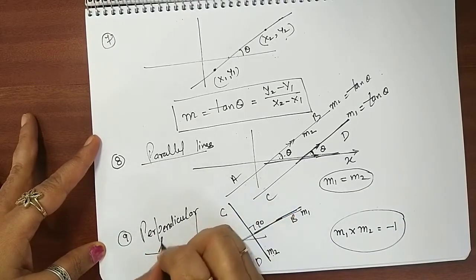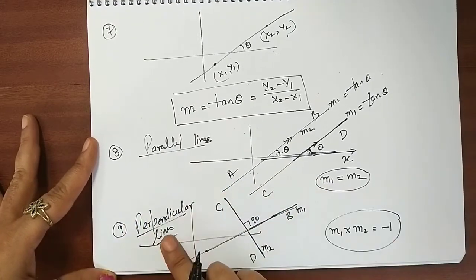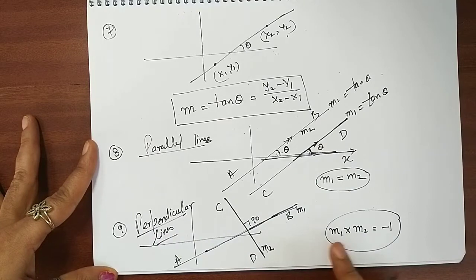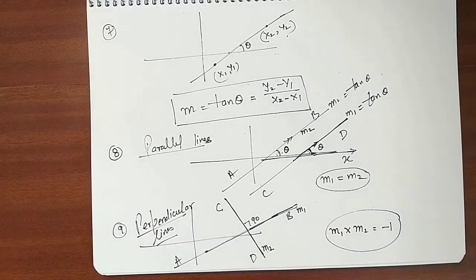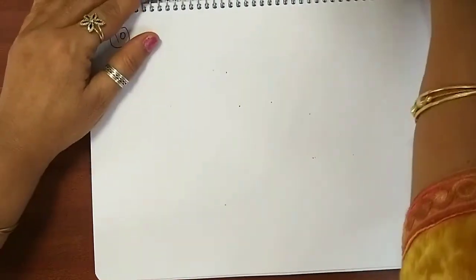Perpendicular lines, okay. So if lines are parallel, then this is true. If lines are perpendicular, then m1 into m2 is minus 1, okay. I hope we are ready to solve some of the basic questions, apart from one more formula, guys.